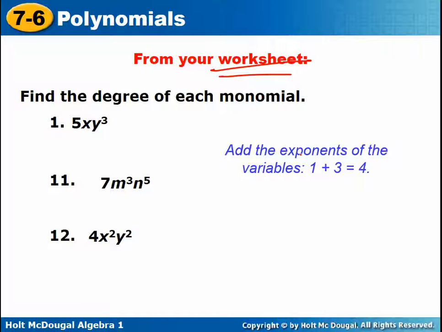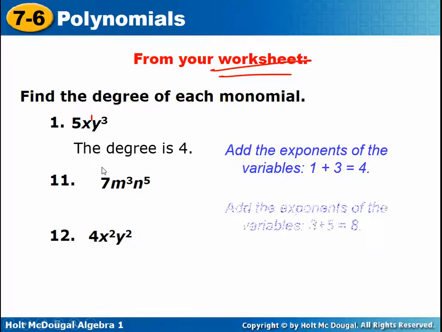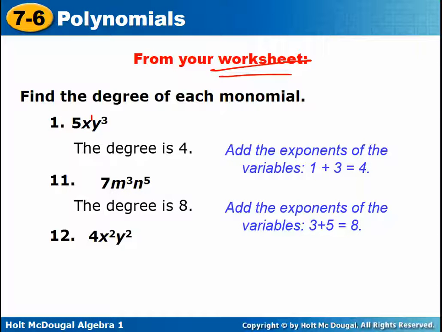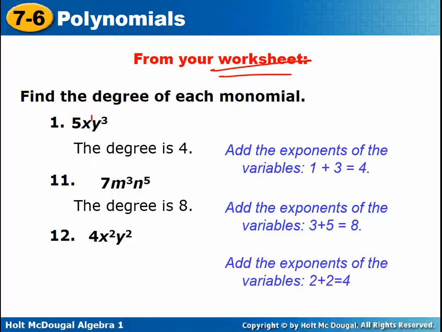We have to add the variables, so this one would have a degree of 1. The y has a degree of 3, so 1 plus 3 is 4. In number 11 from your worksheet, the degree would be 3 plus 5, or 8. And in number 12, you would add the 2 plus 2 and get a degree of 4.